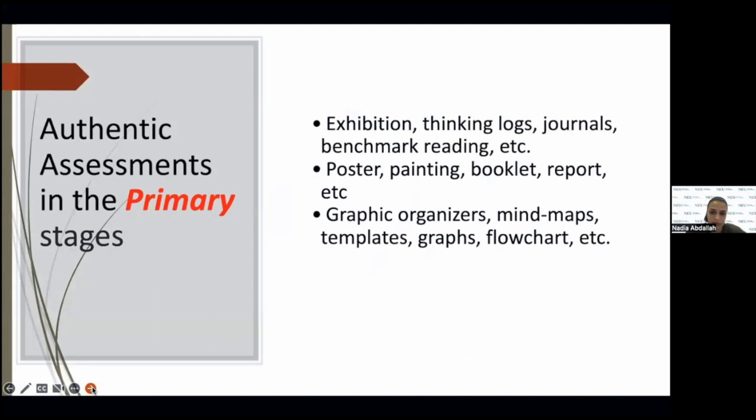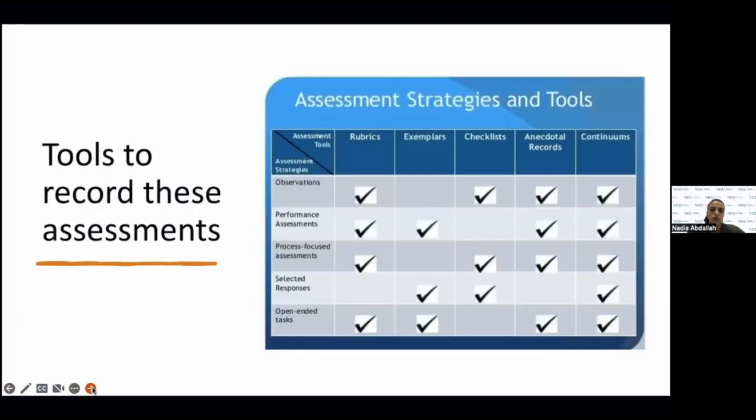For authentic assessments in the primary stages, you're often looking at exhibitions, thinking logs, journals, benchmark reading, posters, painting, booklets, reports, graphic organizers to assist them in the process, mind maps, templates, graphs, flowcharts. So you have different ways to assess students in the younger grades. And then you have tools to record these assessments. You can have formative assessments by looking at observations, through rubrics, performance assessment, process-focused assessments, selected responses, and open-ended tasks.